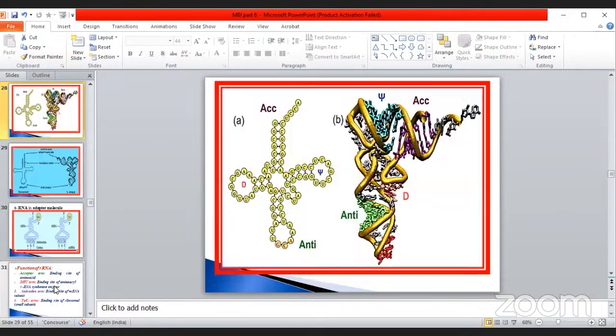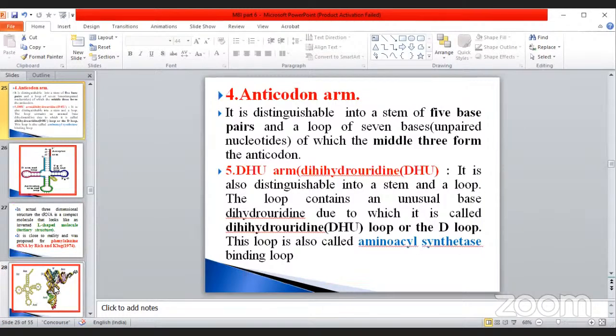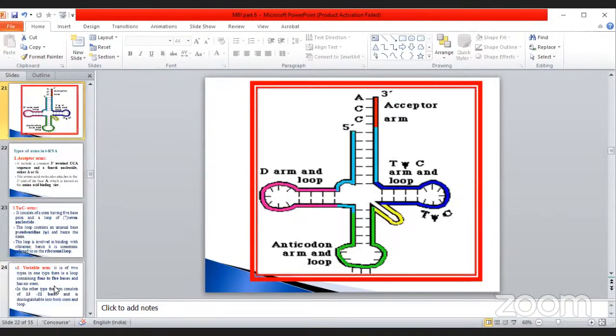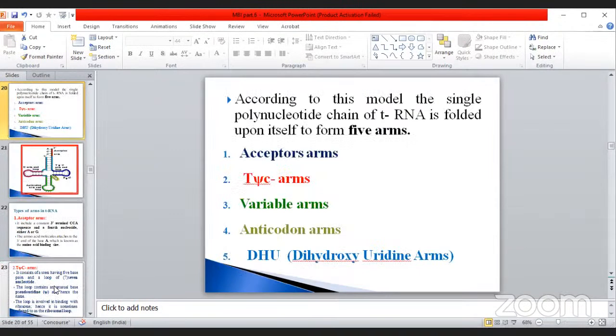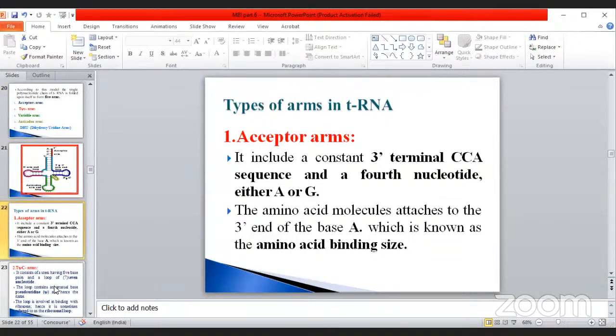In the last class, we discussed ribosomal RNA and tRNA. Now we discussed the arms present in the tRNA molecules. There are 5 types of arms: acceptor arm, T-psi arm, variable arm, anticodon arm, and DHU arm. This is the structure of the tRNA molecule, otherwise called the cloverleaf model or 2D model. Each one has a specific function.